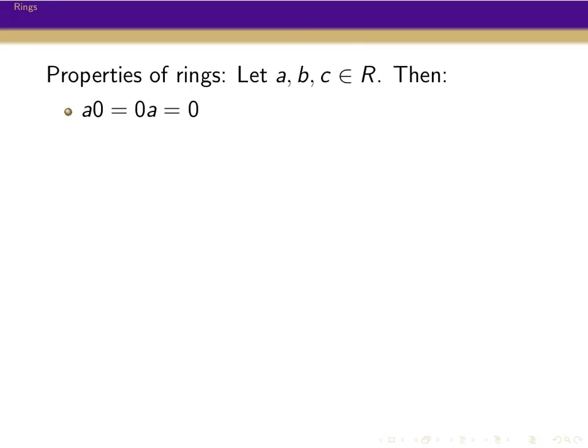Now let's talk about some basic properties of rings. So first of all, anything times the additive identity is going to give you back the additive identity. So anything times 0 is going to give you 0. And here's a quick proof of that.